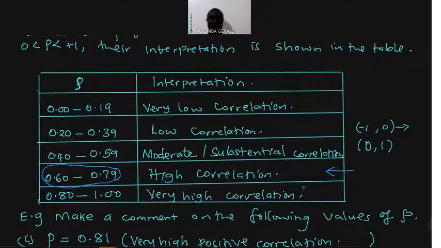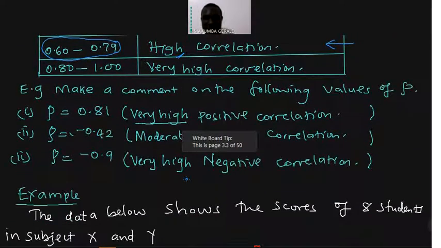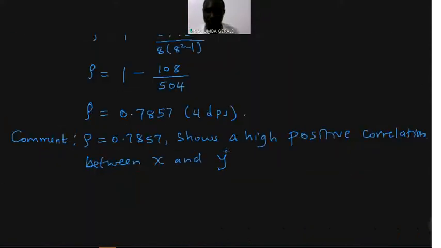So what should be our comment? Because Roman numeral 2 is requiring us to comment. What should be our comment? We write high. Okay, so our comment: rho is equal to 0.7857, shows a high positive correlation between X and Y. We are done with the commenting. Thank you very much. We shall not just go home like that, we have an exercise for you.